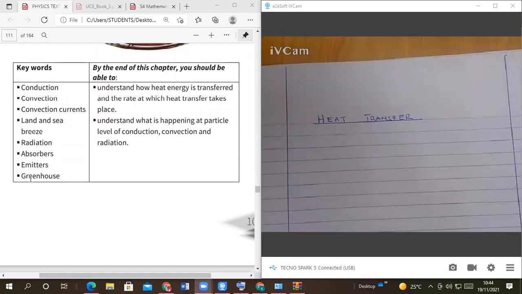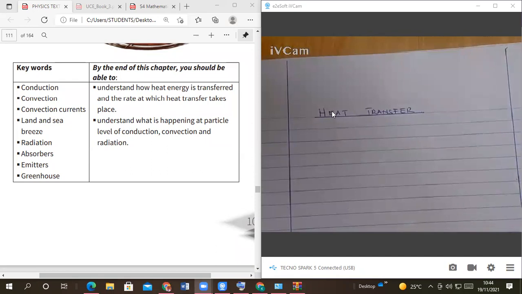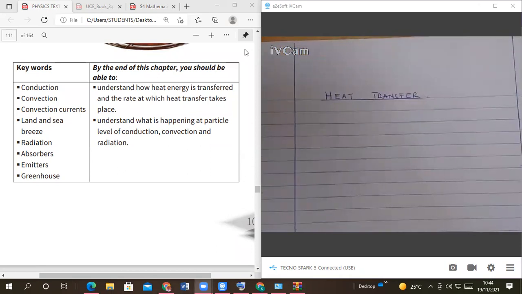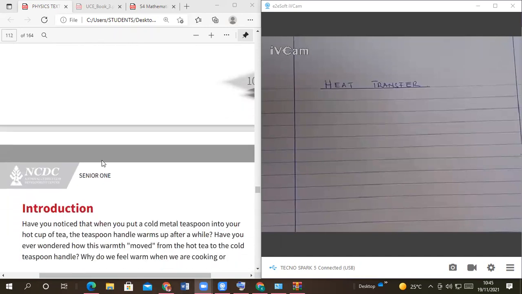We shall also see the greenhouse effect. Normally you have seen people having flowers, plants, tomatoes in the greenhouse, the house made out of glass. That is the greenhouse. So we shall compare that to the greenhouse effect that happens around the earth. And this greenhouse effect around the earth contributes to global warming, and we shall see all that.